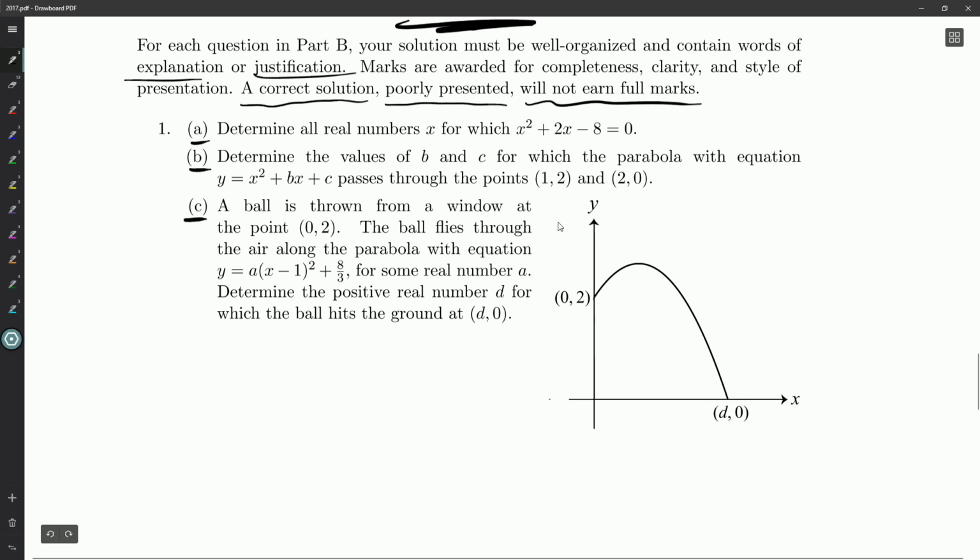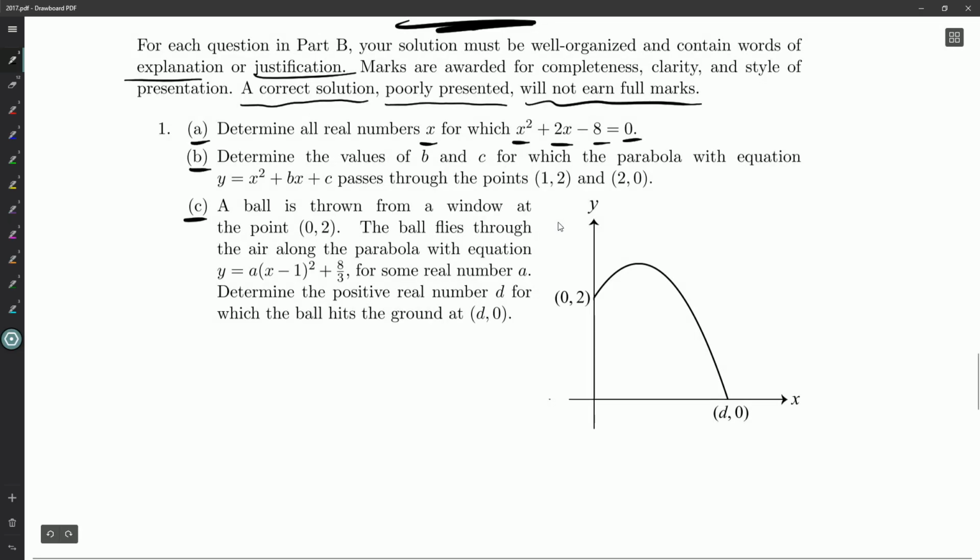But look at 1a. Determine all real numbers x for which x squared plus 2x minus 8 is equal to 0. So much easier than the last question we did. Just factor it. That's all we need to do.